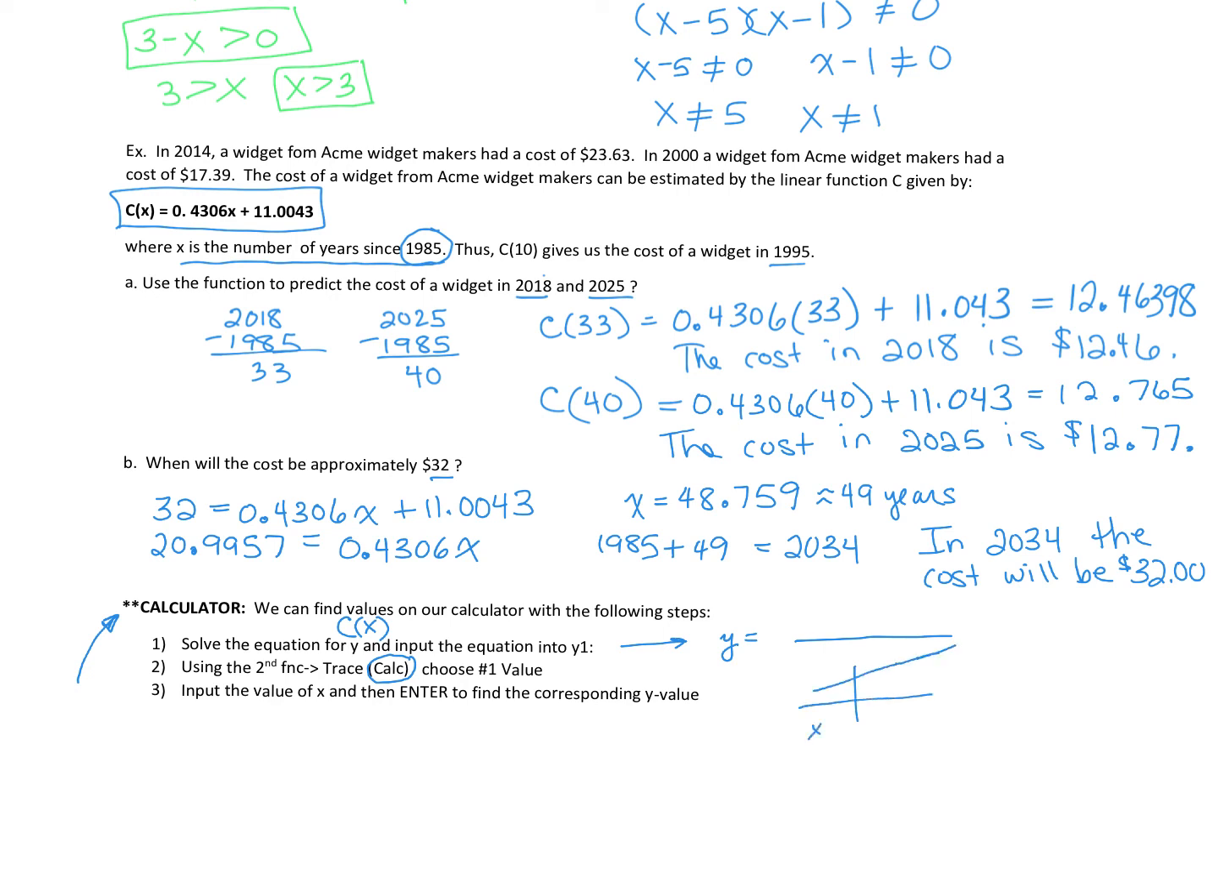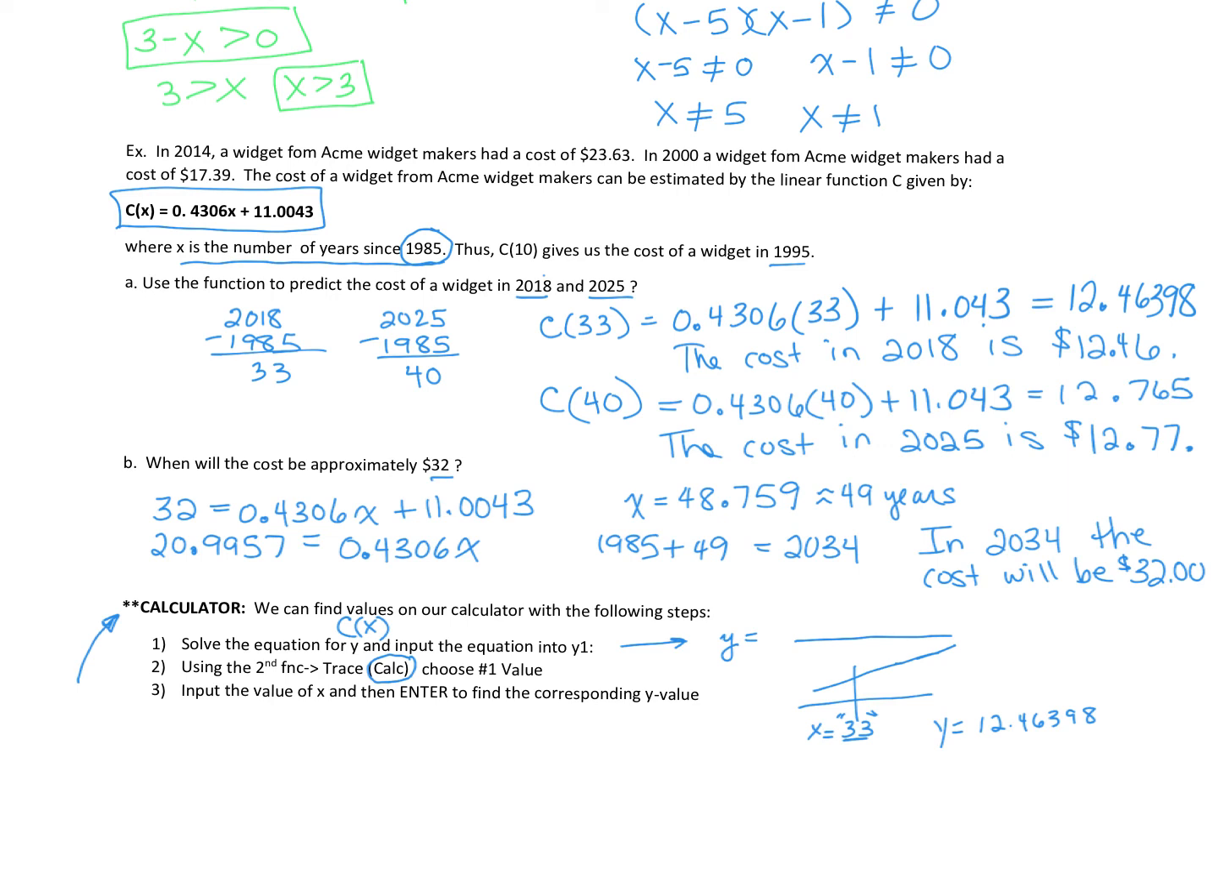In this case, this is a linear function, and it will pop up at the bottom with x equals, and it will ask you for an x value here. So if you were to plug in 33, it would give you y equals 12.46398. Okay. Then if you want to find x is 40, you simply have to type 40. It will overwrite the 33 and give you the next value.